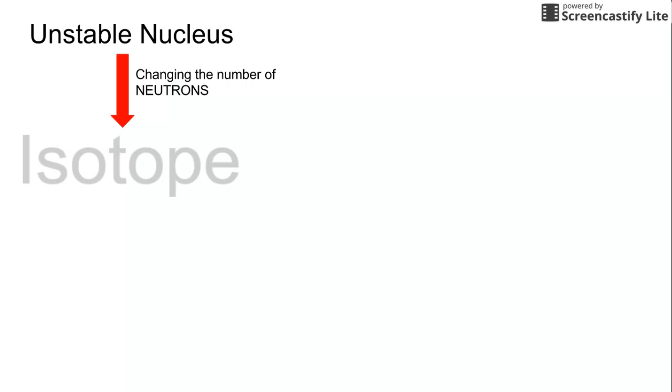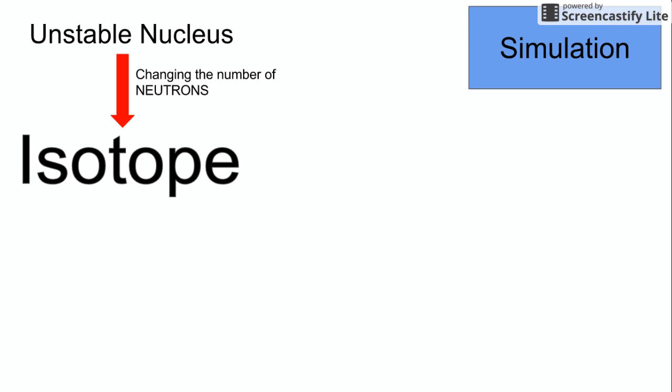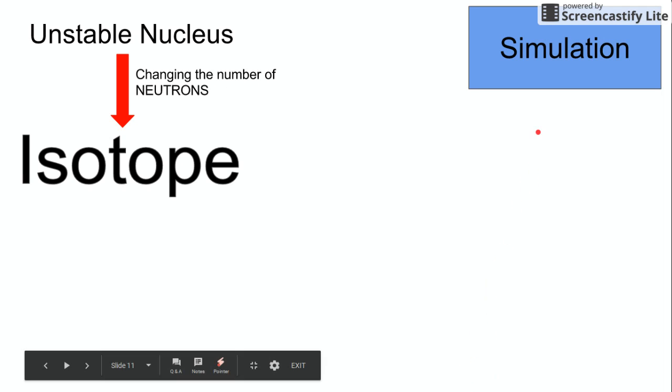A nucleus is unstable when you're changing the number of neutrons. And like I said earlier, when you mess with the number of neutrons, you end up with a different isotope of the same element. So you could have hydrogen 2, you could have hydrogen 3, it's kind of endless. A nice example of this is a simulation I have here.